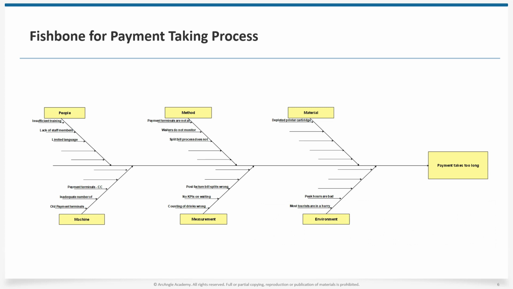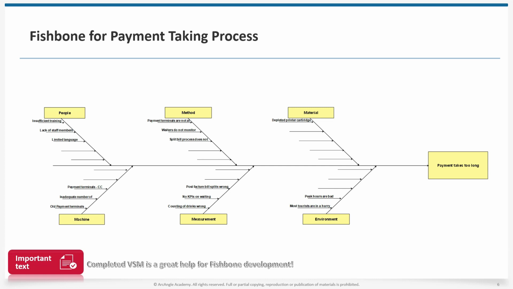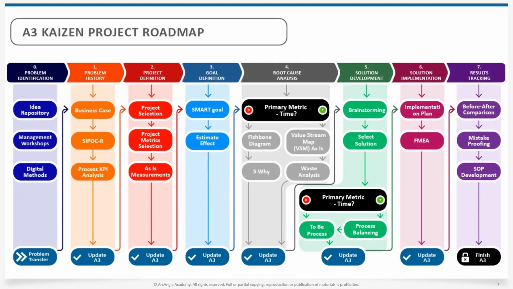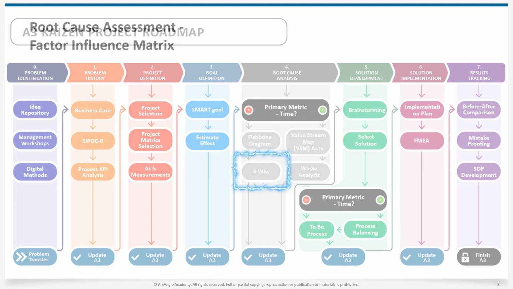These factors were identified through the Fishbone diagram and can serve as starting points for further analysis and improvement efforts within the payment-taking process at Torino Restaurant. Completed VSM is a great help for Fishbone development. In the next step of the A3 Kaizen project roadmap, we will be focusing on the 5 whys technique.